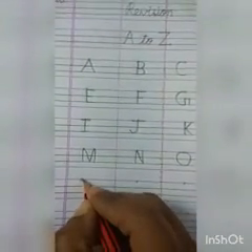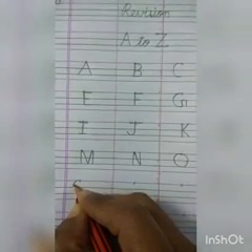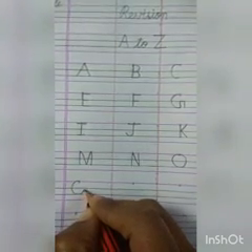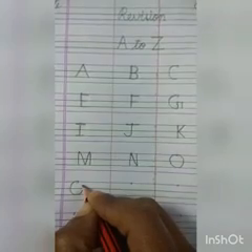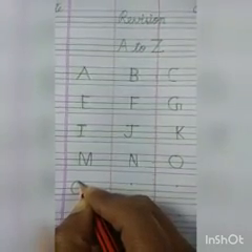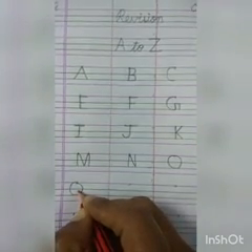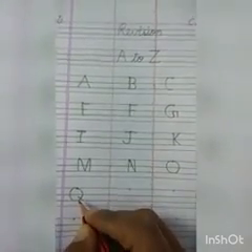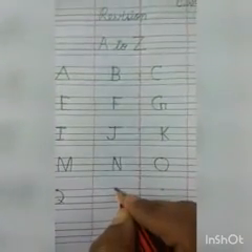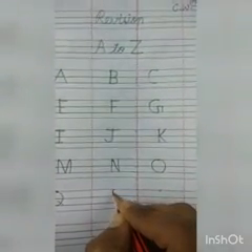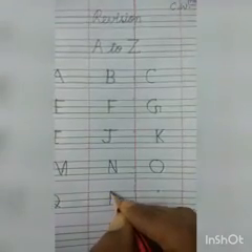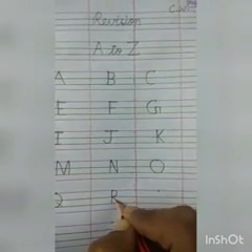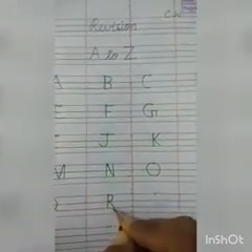Then next letter will be letter Q. Then start from the first line, make a left side curve, continue with that curve, go to the right side, make a curve, continue with that curve and join it and make one tail. Okay, got it? This is letter Q. And how to write letter R? Make standing line. Yes. Then make small curve till the second line. Then make one slanting line. Okay. This is letter R.